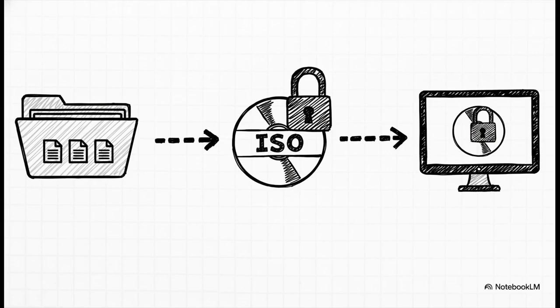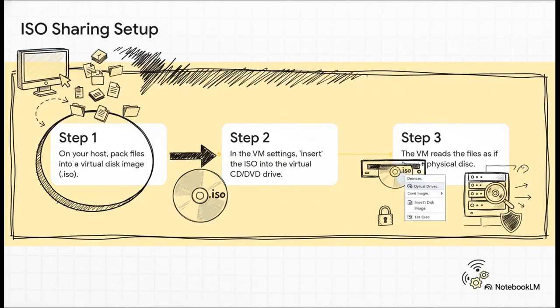Instead of a physical USB drive, we can use a virtual CD or DVD, which is also known as an ISO file. This is a fantastic method if security is your top concern. So, using a free tool on your host machine, you can package a whole folder of files into a single .iso file, which is basically just a virtual CD. Then, from your VM's Devices menu, you just insert this virtual disk.